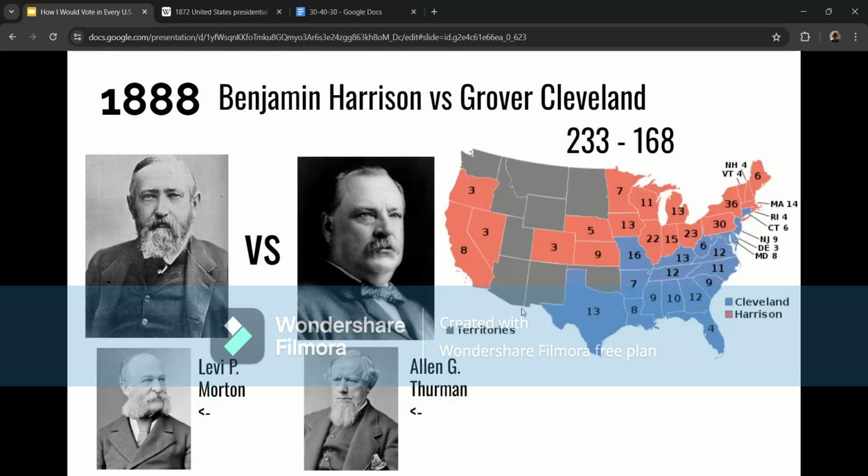So we move ahead to 4 years later. 1888, Grover Cleveland is running for re-election with a new running mate, Allen G. Thurman, a 75-year-old Democrat who was a former senator from Ohio, but who was known for being pretty sympathetic towards the South and supportive of segregation and different things like that. So definitely not a very well-liked individual there.